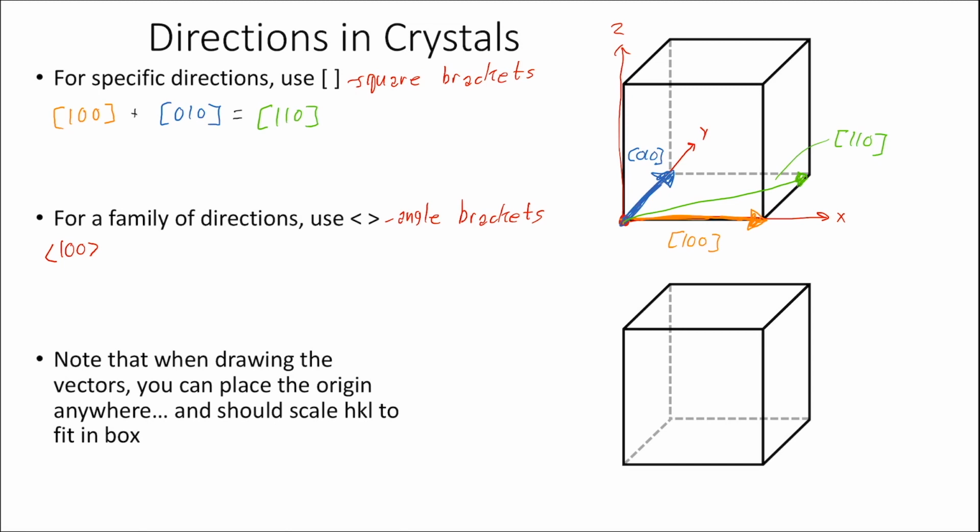All right, so hopefully you were able to figure out the 6 directions. They are 1, 0, 0, 0, 1, 0, 0, 0, 1. And also, there's the negative versions of these. So -1, 0, 0, 0, -1, 0, 0, 0, -1. Now, note that we don't put the minus in front of the number.